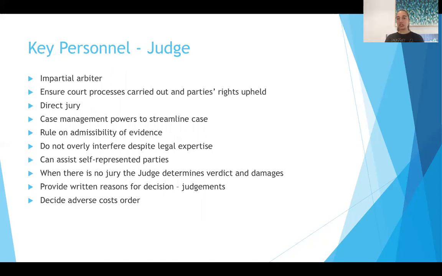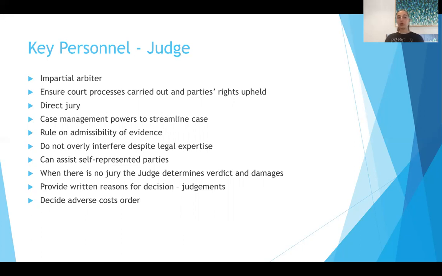Moving on to the judge. The judge is an impartial arbiter who ensures that court processes are carried out and that the parties' rights are upheld through administering things such as the rules of evidence and procedure. The judge directs the jury and ensures that the jury is familiar with court processes and any legal jargon used in trial. The judge also rules on the admissibility of evidence and can use case management powers to streamline the case, which we'll be covering in the next video.